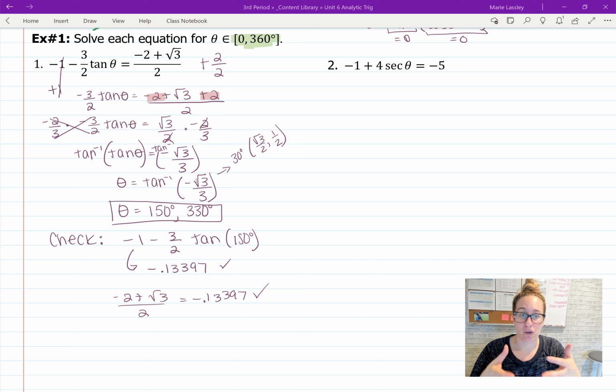Okay, so doing number 2, we have just one trig function. We just have secant. So we're going to try and get that secant by itself. I'm going to use blue because I don't want to keep writing in that burgundy color. I'm bored with it. Just like normal solving, we're going to add 1 to both sides because we're trying to get secant by itself. That gives me 4 secant theta equals -4. At this point, we can divide both sides by 4, again because we're trying to get secant by itself. That leaves us with secant theta equals -1.